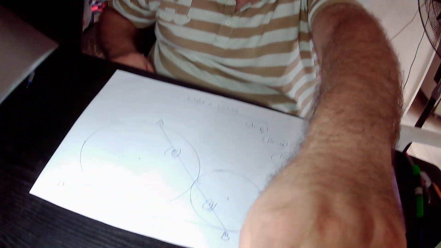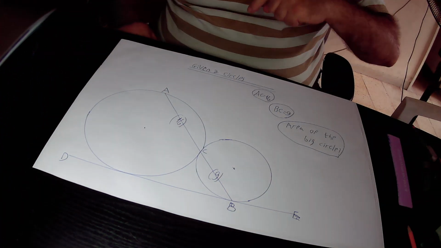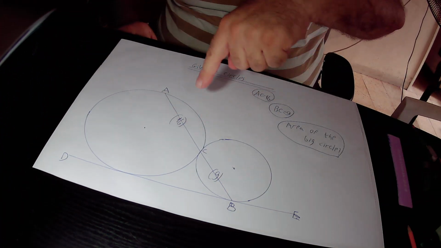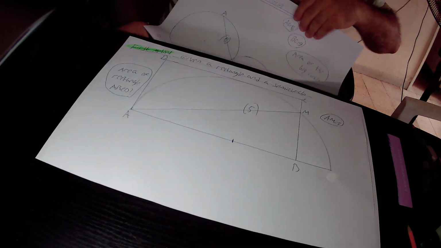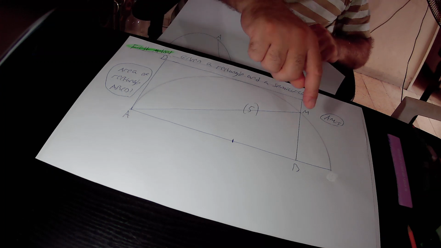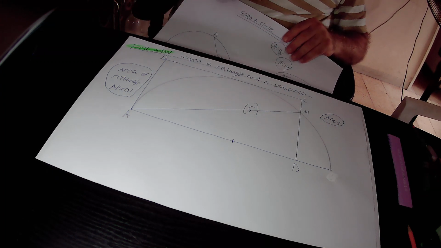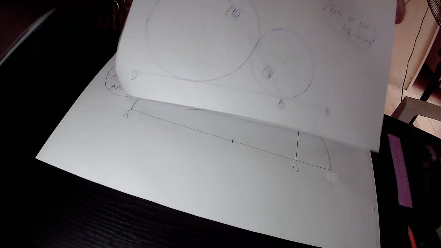And now in this lecture we'll answer two questions. In the first question we find out the area of this big circle, and in the second question we find out the area of this rectangle ABCD in two different methods. So we'll start with the first question.